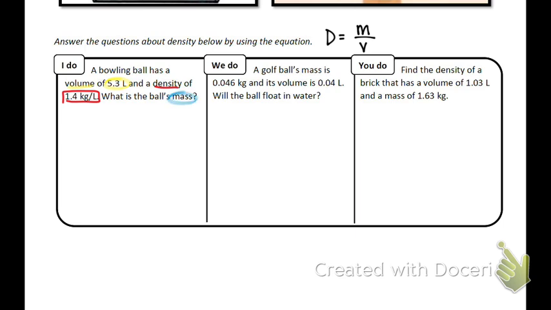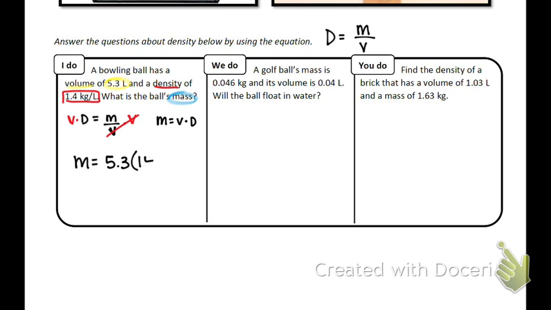So before we plug numbers in, density equals mass over volume. What do we need to do to get mass by itself? Okay. I'm going to do it with the letters first, but yes. So we want to undo the division by multiplying the volume. So mass will be volume times density. And they gave us those numbers, so we're just going to plug that in. Our volume was 5.3 times density was 1.4.